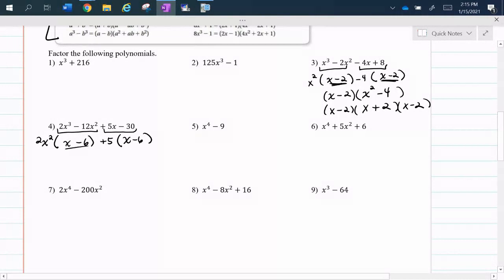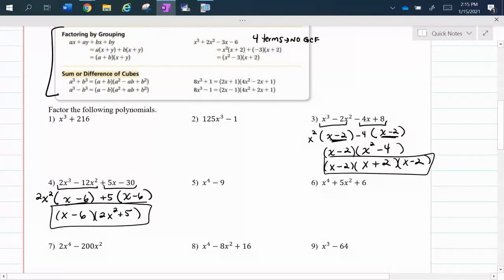So the stuff inside the parentheses is exactly the same. That's what I want, so I'm going to make 2 binomials. The first binomial is that x minus 6 that they have in common. The last binomial is the 2x squared and then the plus 5 that I factored out. Okay, so that's it. That's how we factor by grouping.